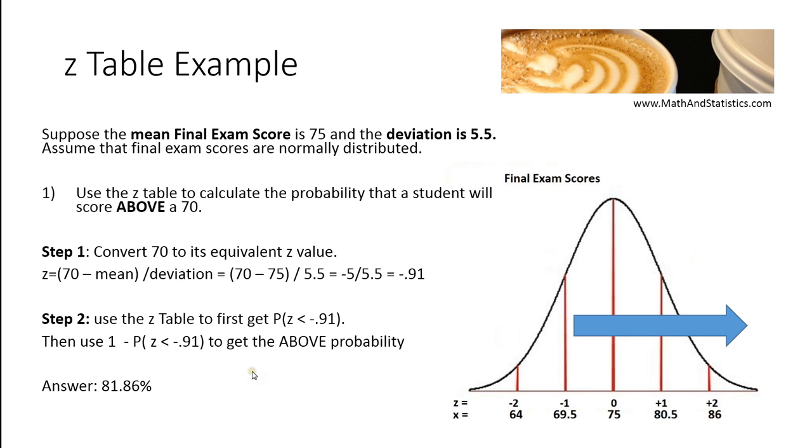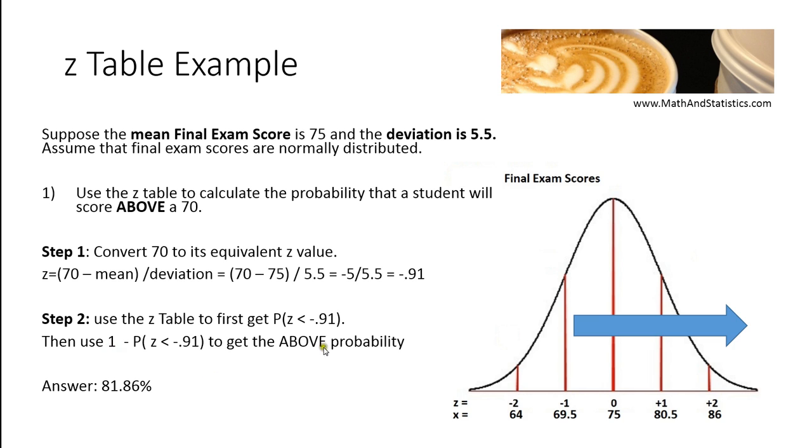Or you can subtract the percentage from 100%. And we'll see both options. So again, we're going to use the z-table first to find the probability of z being less than negative 0.91.